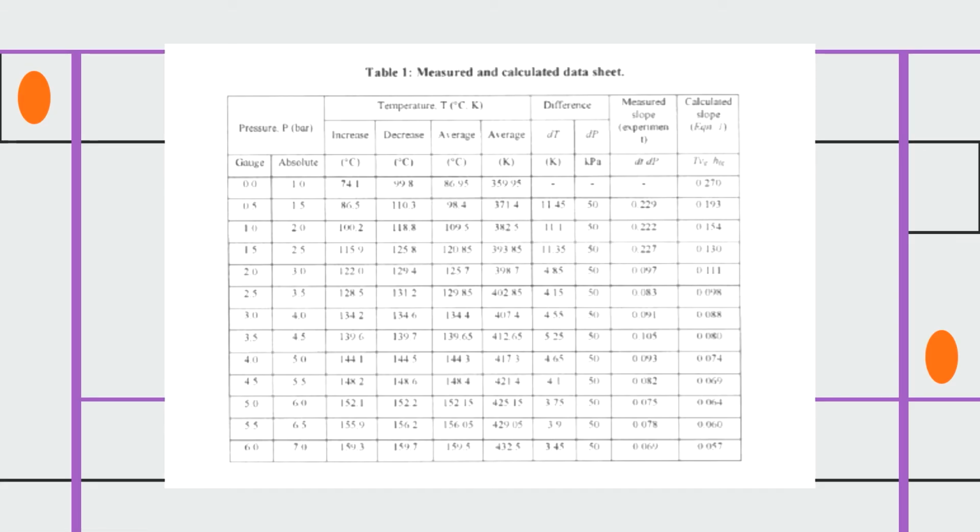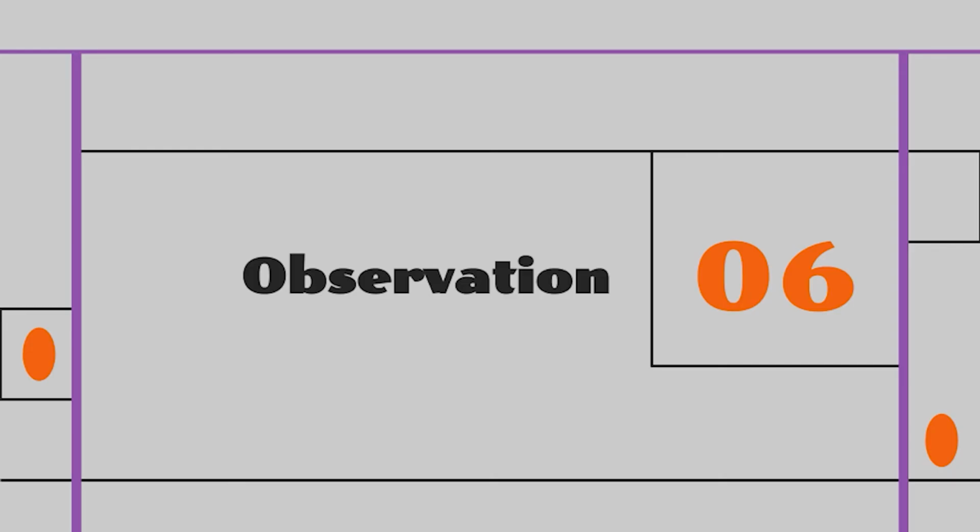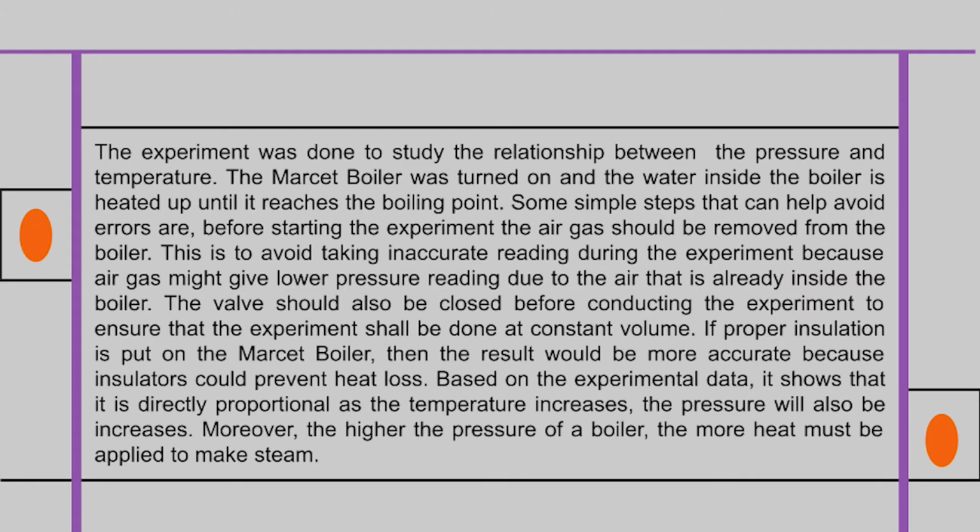Today I want to present about the result and discussion. For the result, as you can see on the screen, this is the result for the Marcet boiler experiment. The observation for the experiment is that the experiment was done to study the relationship between the pressure and the temperature. The Marcet boiler was turned on and the water inside the boiler was heated up until it reached the boiling point.